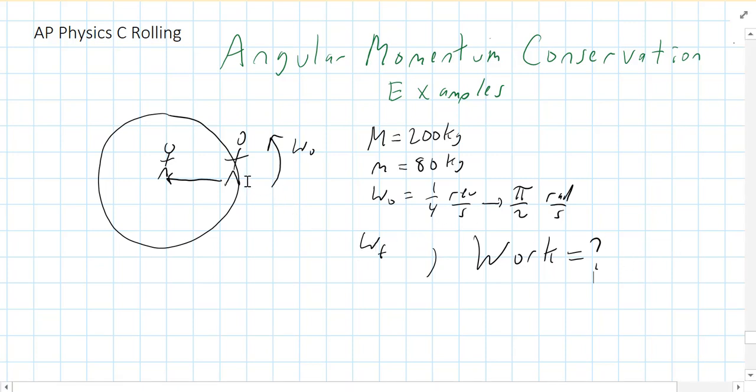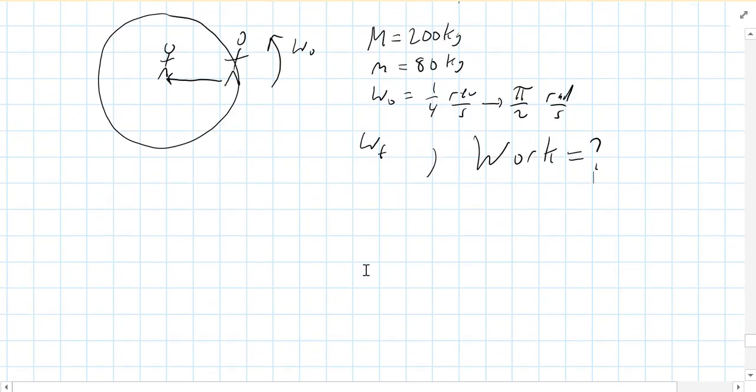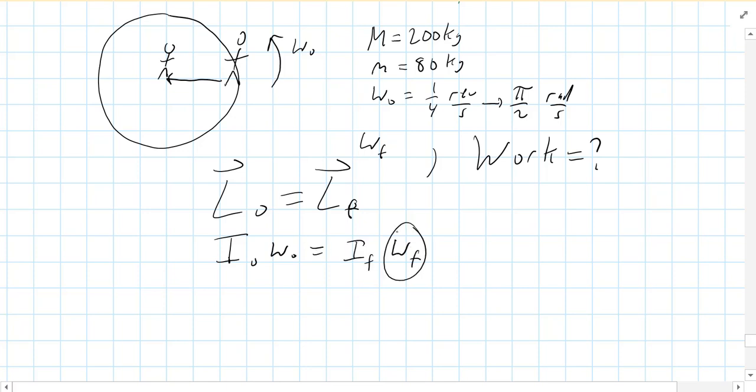As I travel from the outside to the inside, there's all kinds of forces between you and the merry-go-round. But if I look external to the person-merry-go-round system, there's no unbalanced external forces. Therefore, there's no unbalanced external torques. Therefore, the total angular momentum before you crawl toward the center is going to equal the total angular momentum after you crawl into the center. For this, we're going to use I omega. So I naught omega naught is going to be I final omega final, and we're solving for omega final.